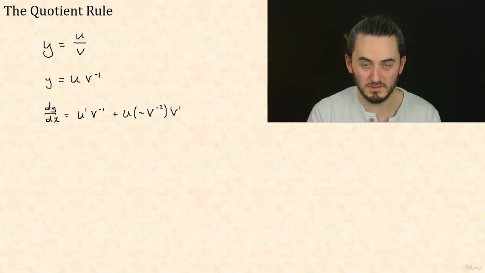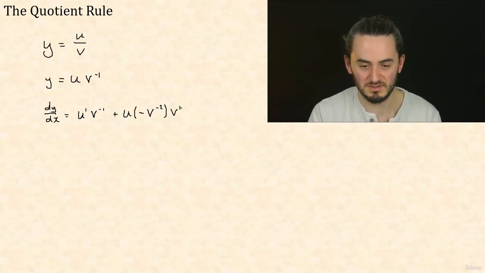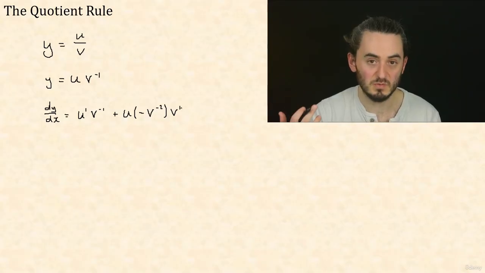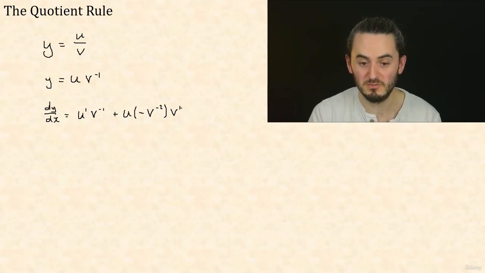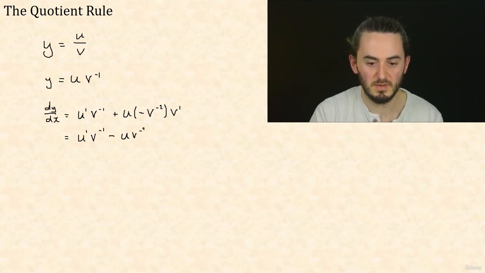Now, this is awful notation, right? But I didn't make it up, right? v dash means the derivative of v, v to the minus 1 means 1 over v, v to the minus 2 means 1 over v squared. Okay, can we neaten this up? Well, we've got u dash v to the minus 1 minus u v to the minus 2 v dash.